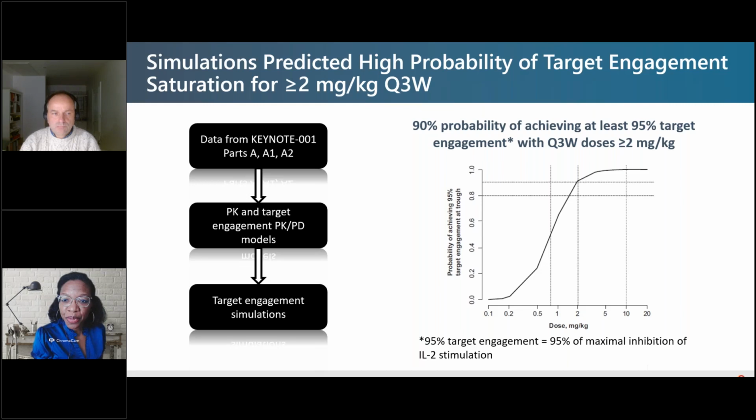The simulations predicted a high probability of saturating target engagement with every 3 weeks dosing of 2 milligrams per kilogram and higher. Therefore, 2 milligrams per kilogram every 3 weeks was tested in the pivotal cohort of KEYNOTE-001 in addition to the originally planned 10 milligrams per kilogram. And this dose has since been tested in larger randomized trials in advanced melanoma and non-small cell lung cancer. Next slide, please.